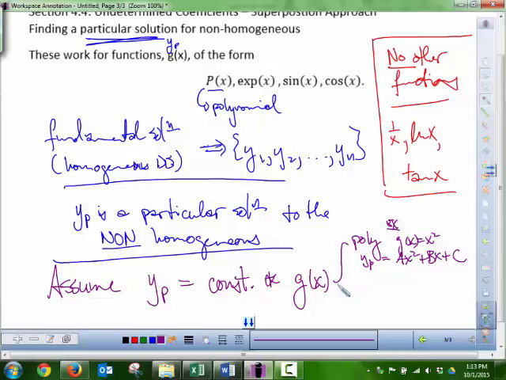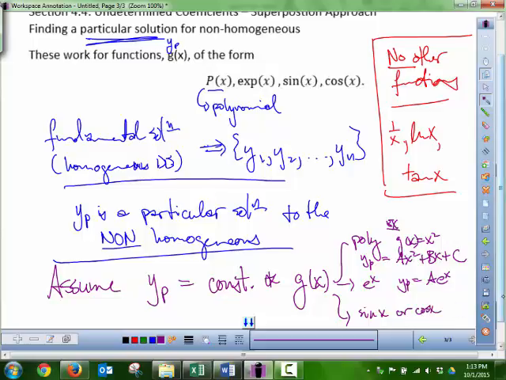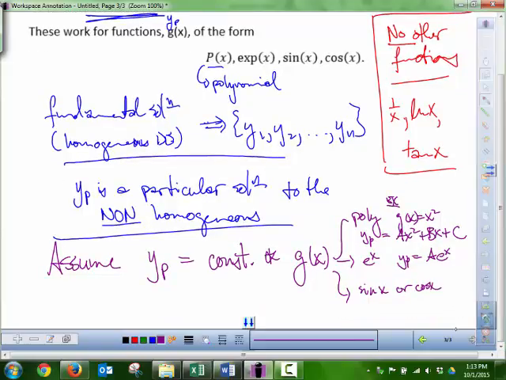Okay? If it's an exponential function, then it's just an exponential function, but we'll throw that constant in front of it. And if it's one of the trig functions, if it's either one of them, then our general guess is going to be a linear combination of both of them, regardless. So yp will be a sine x plus b cosine x.